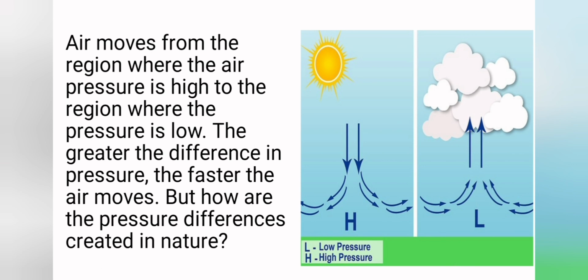I'm repeating it again. Air moves from the region where the air pressure is high to the region where the pressure is low. The greater the difference in pressure, the faster the air moves. Okay? But how are the pressure differences created in nature? That's what we will see in the next slides.